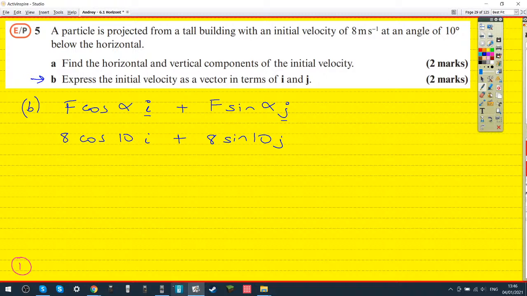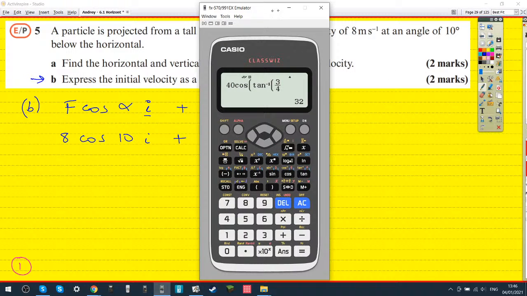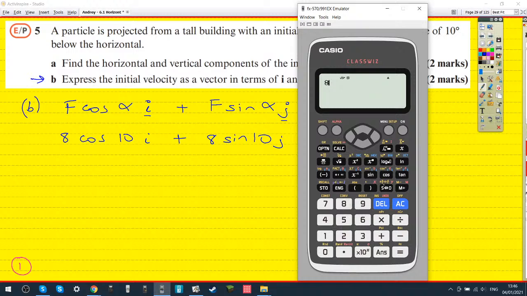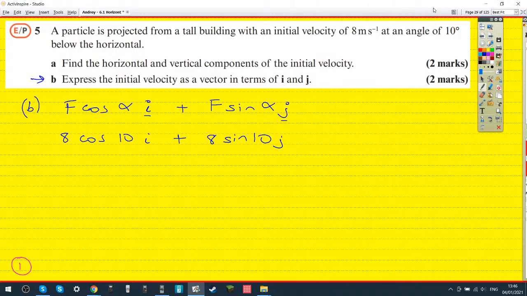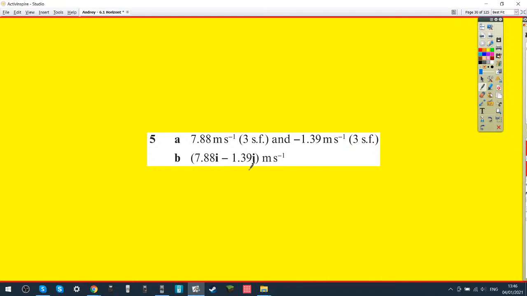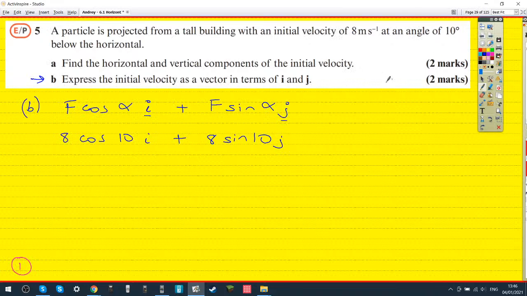What is 8 cos 10? 7.88. And I got 1.39 for the other one. So this one was negative, below the horizontal. Okay, so yes, I suppose it would be like that. Any questions there?